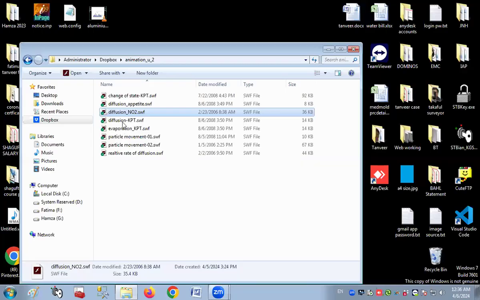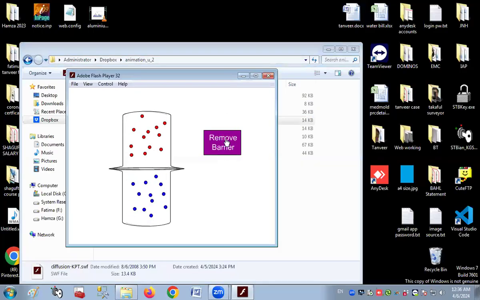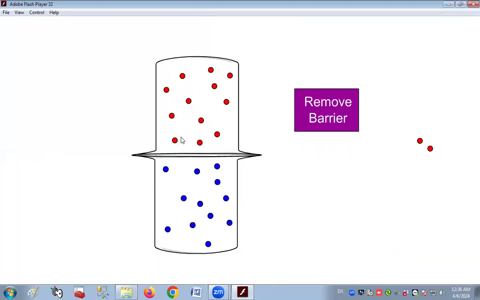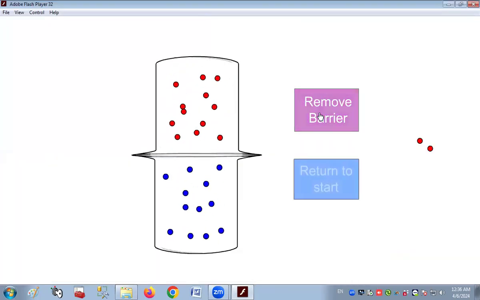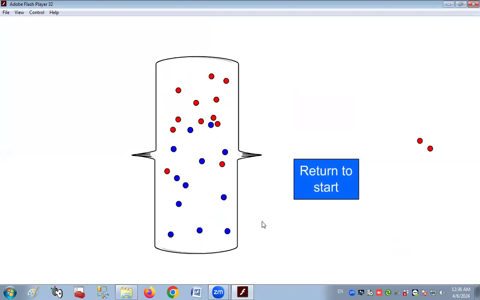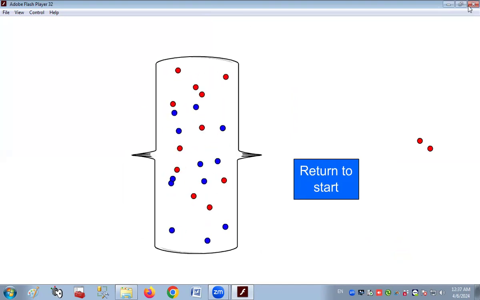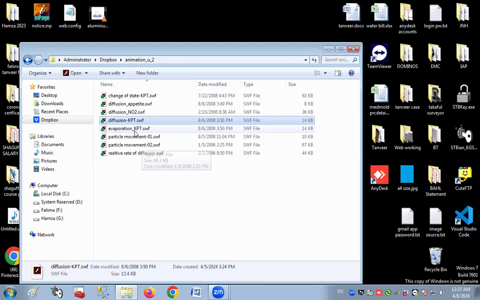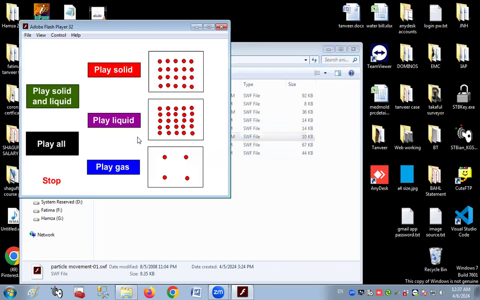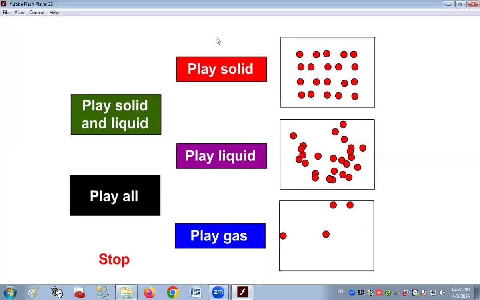Now the next one is about these two gases which are represented by different colors. If we remove the barrier in between these two, you can see those two different gas particles are just moving up and down randomly, and we have a mixture of both the gases. And you can see all these particles.